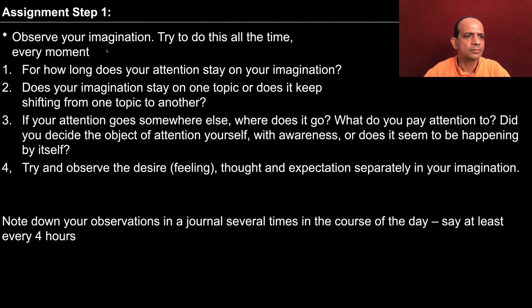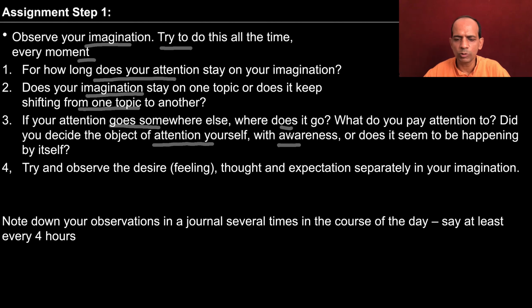So there's an assignment here for step 1. Observe your imagination. Try to do this all the time, every moment. Then for how long does your attention stay on your imagination? Can you evaluate it? Does your imagination stay on one topic, or does it keep shifting from one topic to another? If your attention goes somewhere else, where does it go? What do you pay attention to? Did you decide the object of attention yourself with awareness, or does it seem to be happening by itself without your awareness? Try and observe the desire, your thought, your expectation separately in your imagination.